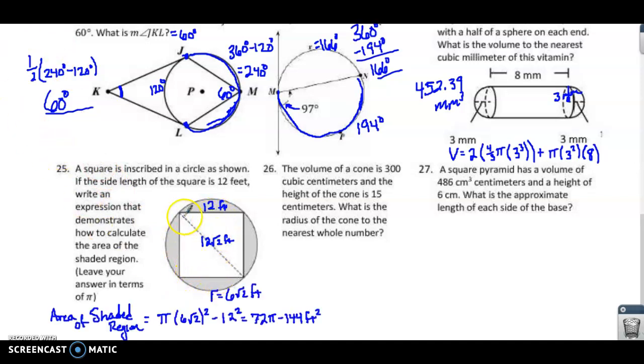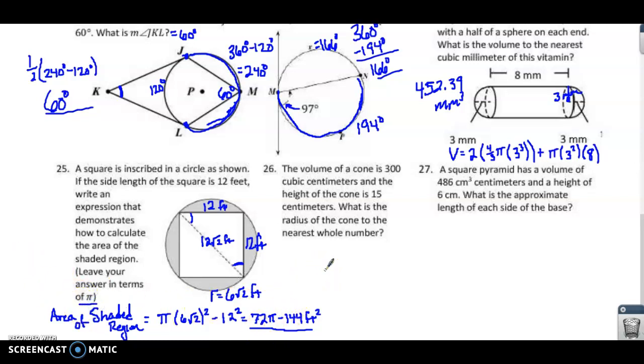Well, to find the diameter of the circle, you use the fact that we've got 45, 45, 90 right triangles here. And so side length 12, 12, and well, that's going to be 12 root 2. Cut that in half, 6 root 2 is my radius. So the area of the circle is pi times 6 root 2 squared, minus, well, the area of the square is 12 squared. It's length times width. Do the subtraction there, and that's going to be my expression that represents the area of the shaded region. They asked us to leave our answer in terms of pi.